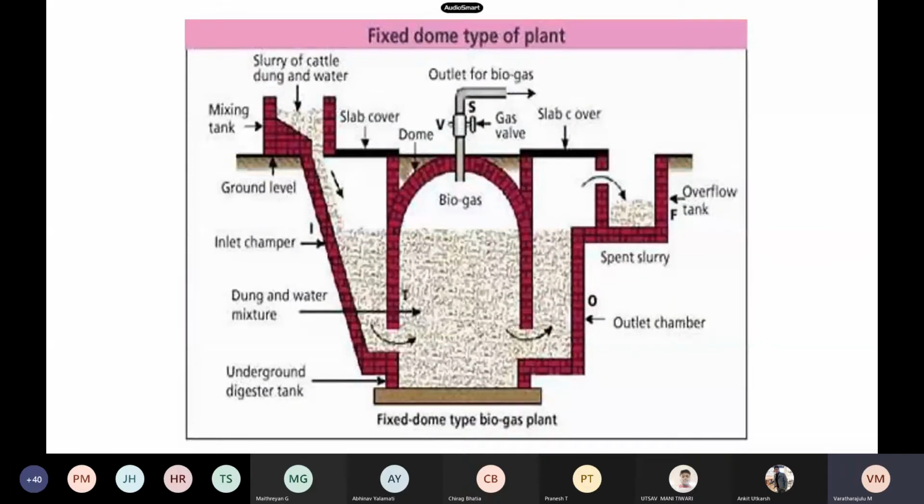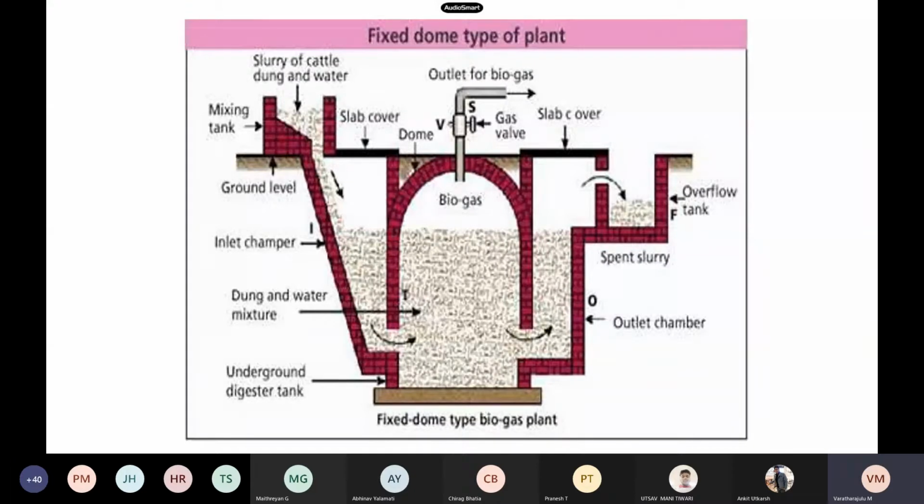We need to look at fermentation. Fermentation is a chemical process which changes the organic matter, and that is what happens in biogas generation. It contains 50 to 60 percent methane and around 30 to 35 percent carbon dioxide, and the remaining are impurities, and this is directly utilized.